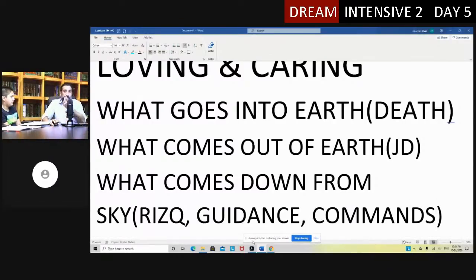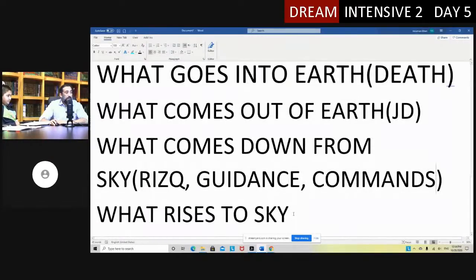And water is just one kind of rizq, but all other kinds of rizq, the teachers you're going to have, the students I'm going to have, the family you're going to have, the experiences you're going to have, the food you're going to eat, the clothes you're going to wear, all of that's rizq, and all that decision is coming from the sky, right? We didn't decide that. So what comes down from the sky, and what rises to the sky is souls.